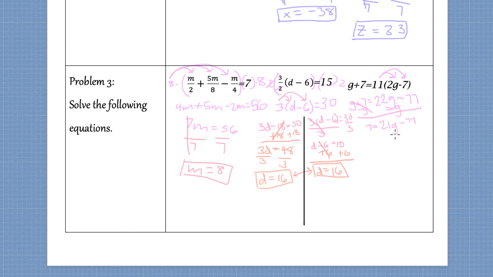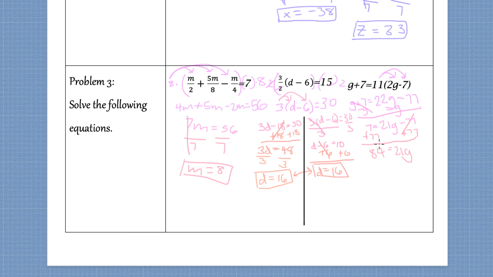Now we want to get this one alone, and so we're going to come here and add 77 to this side, and we're going to add 77 here too. And so 7 plus 77 is equal to 84, which is equal to 21g, and then these two cancel out, and it just leaves us with 21g.